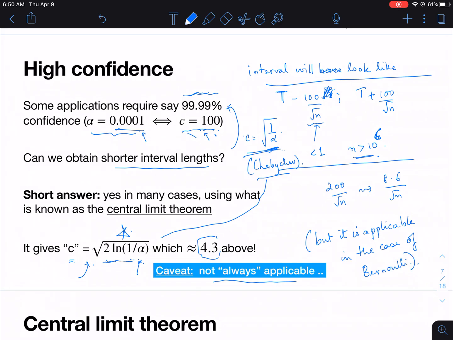So we'll next see what the central limit theorem is. We saw this already last week, but I'd like to quickly recap this and why this sort of computation shows up.